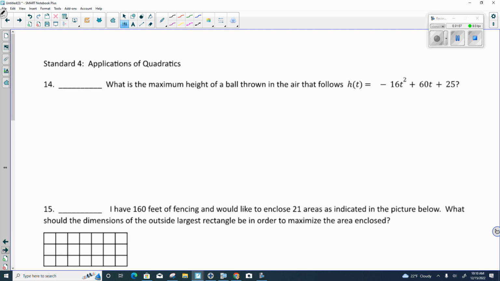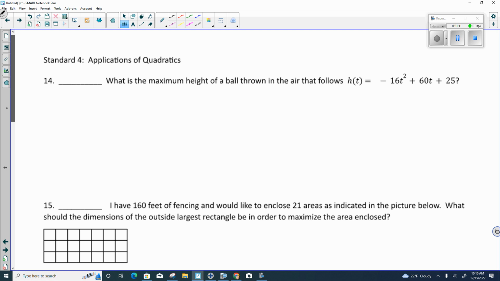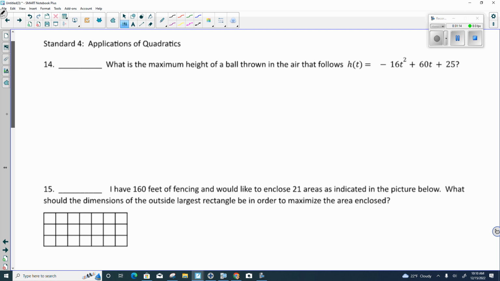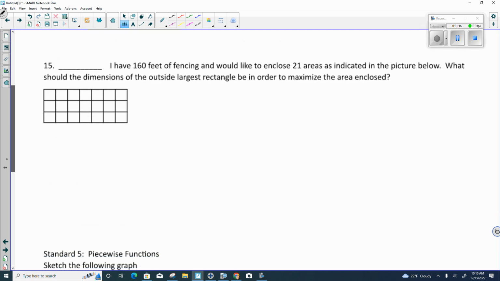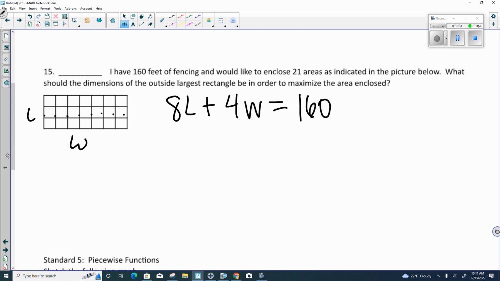Oh, I don't have enough time. Which one of these? Piecewise functions? Negative b over 2a. You guys can do that one. This one's funny. Well, it's not funny. 1, 2, 3, 4, 5, 6, 7, 8. 1, 2, 3, 4. I think if you all can set this one up, you can solve it. This is how you set this one up.